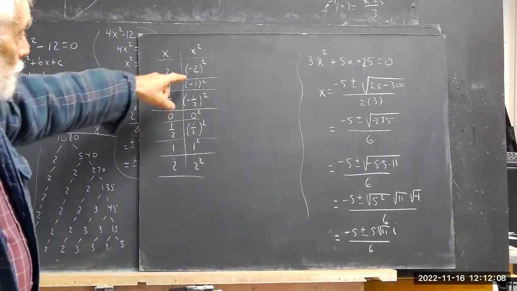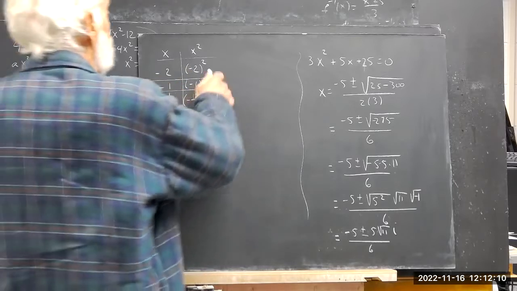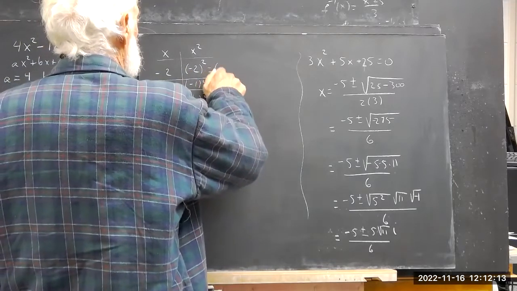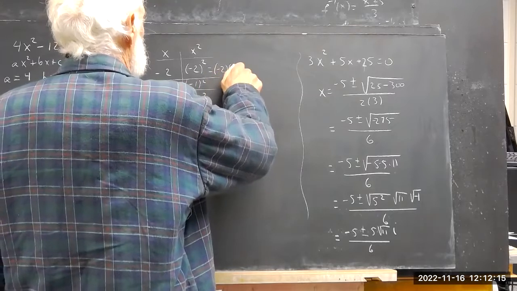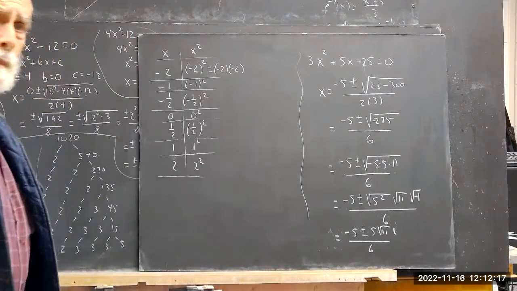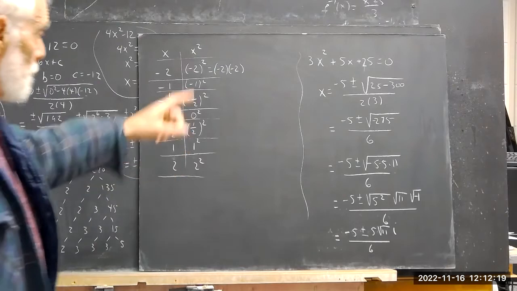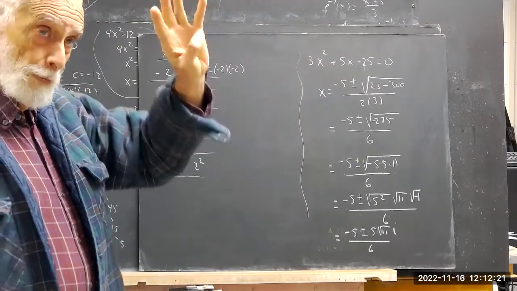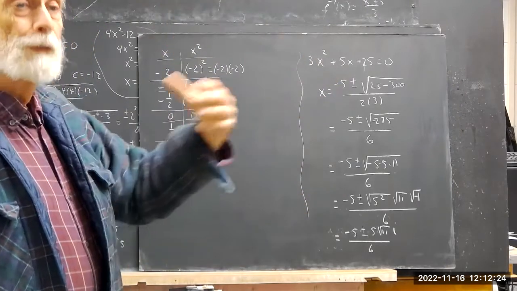Well, what's negative 2 squared? Let's write out what negative 2 squared is. It's negative 2 times negative 2, isn't it? What do you get when you multiply negative 2 by negative 2? You get 4. You get 2 negatives, you get a positive.